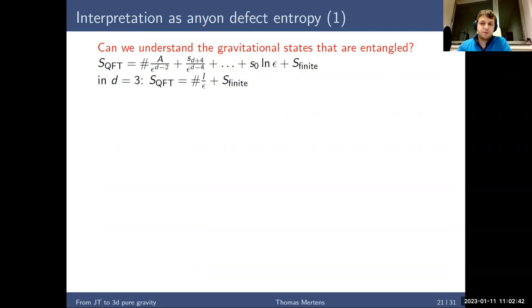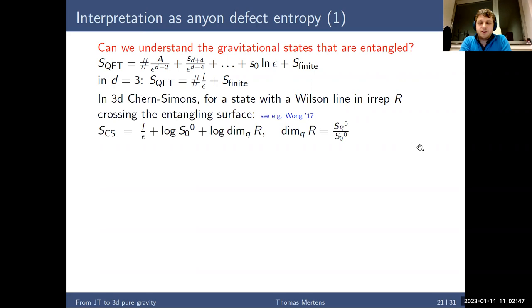Now, for a particular QFT, the 3D Chern-Simons theory, this formula has been computed explicitly. And if you do that for a state that has a Wilson line in the representation R crossing the entangling surface, this is the formula you find by explicit calculation. So this matches this sort of generic expectation. You find this divergent term, L, the length of the entangling surface divided by epsilon, plus a finite piece.